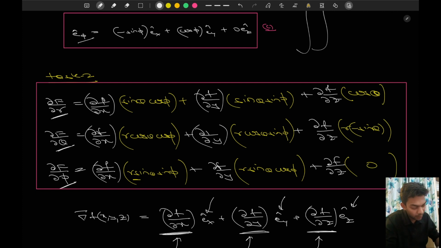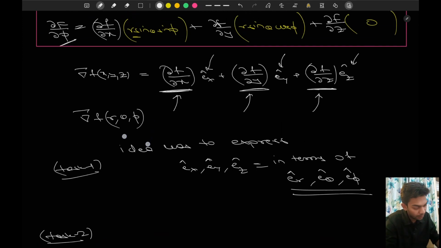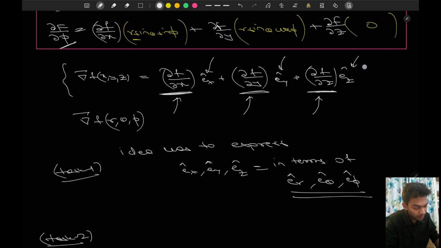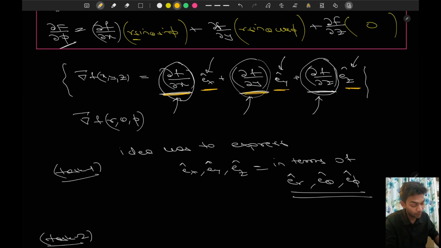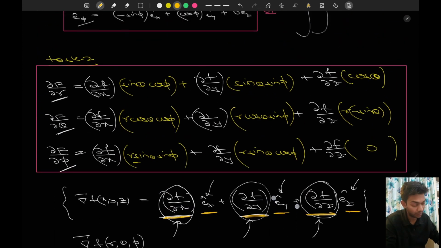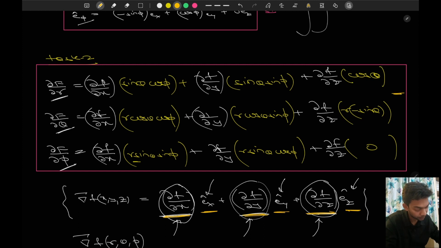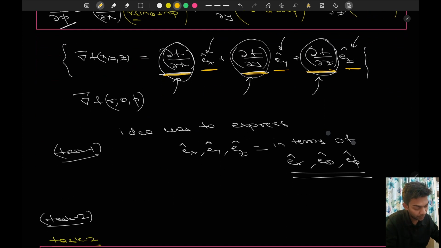Because I have the expression for the gradient in Cartesian coordinates, so I can substitute for these values. I already have those in terms of polar unit vectors, but I want those in terms of the polar derivatives. So I want to invert this relation, which I have shown in this box. I need to invert these relations.